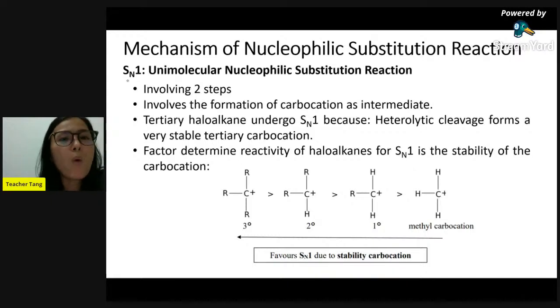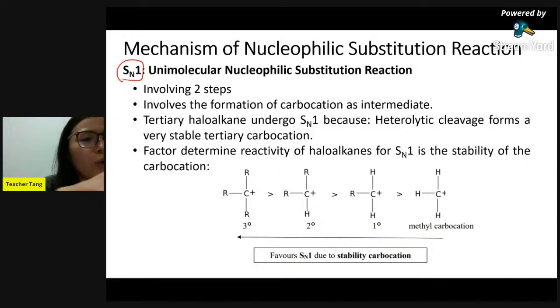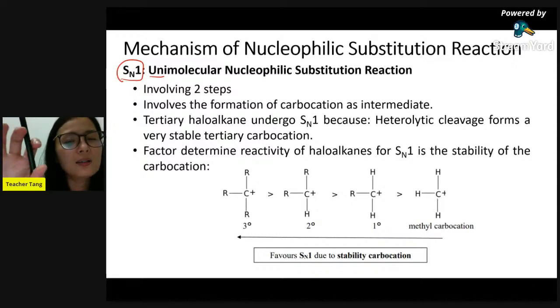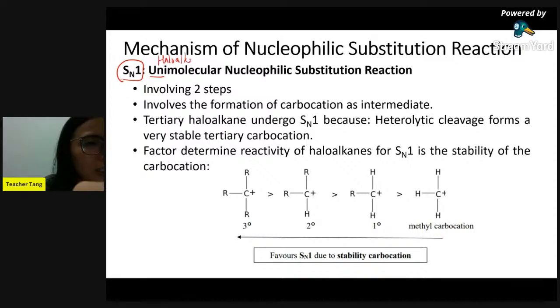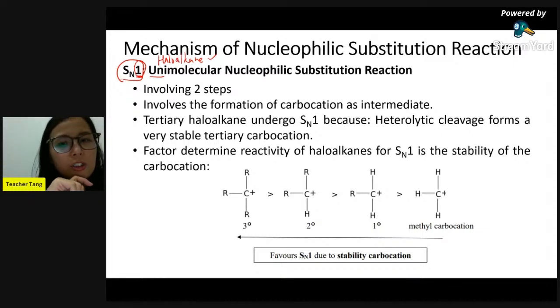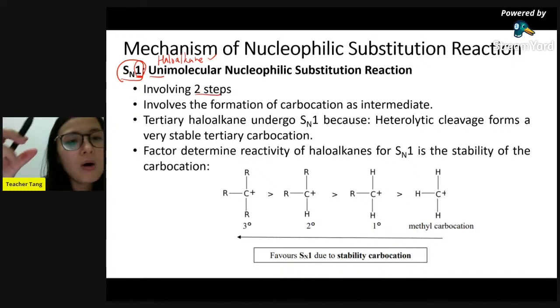So again, SN1, unimolecular nucleophilic substitution reaction. I told you already, it means that at the slower step, or rate determining step, only the haloalkane is involved. Only one species, that's why it is uni: at the rate determining step, only one species is involved, that is your haloalkane. So basically, SN1 involves two steps, and it involves formation of a carbocation intermediate.